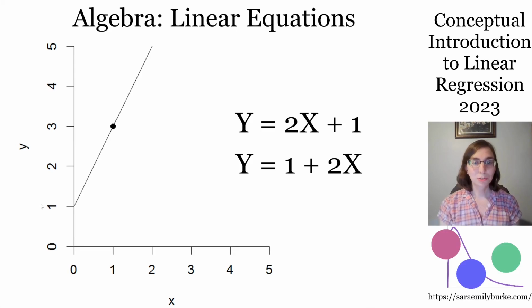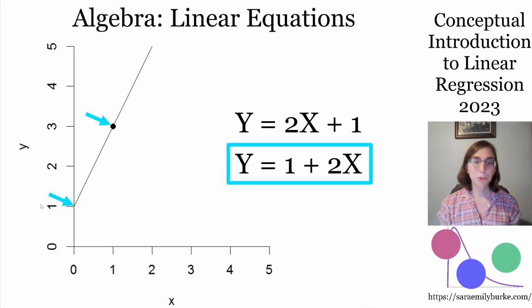Real quick, let's make sure we're on the same page about linear equations. You may recall from algebra that a line can be defined by its slope, which direction it's pointing, and its y-intercept, where it hits the y-axis. For example, this line can be defined as y equals 2x plus 1, or y equals 1 plus 2x. It hits the y-axis at 1: when x is 0, y is 1. And then when you follow the line 1 unit to the right, it goes up by 2 units. When x goes up by 1, y goes up by 2.